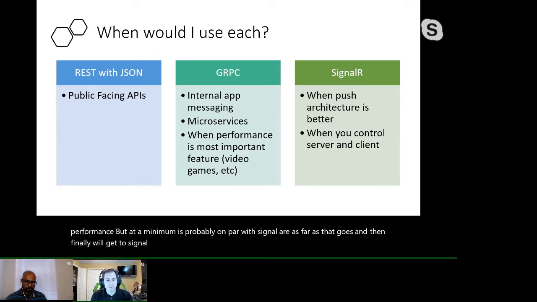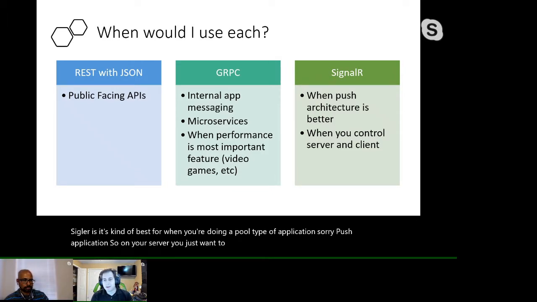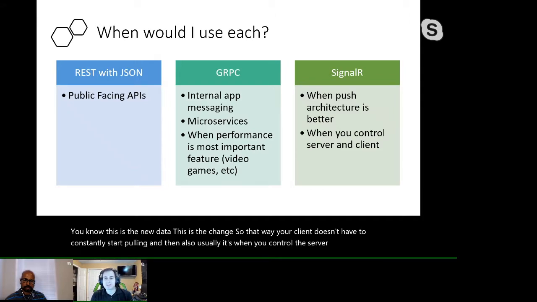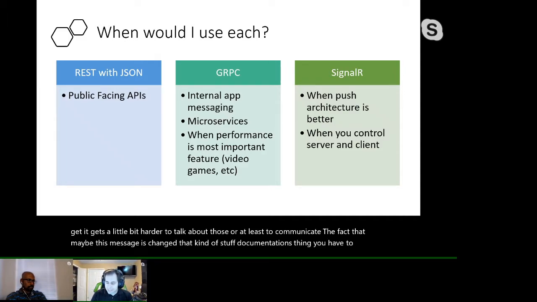SignalR is kind of best for when you're doing a pull type of application, or push application. So on your server, you just want to tell your clients, hey, this is the new data. This is the change. That way your client doesn't have to constantly start polling. And then also, usually, it's when you control the server and the client too. It gets a little bit harder to talk about those, or at least to communicate the fact that, hey, maybe this message has changed. That kind of stuff. Documentation's a thing you have to care about there. Anyway, let's actually start talking about these.